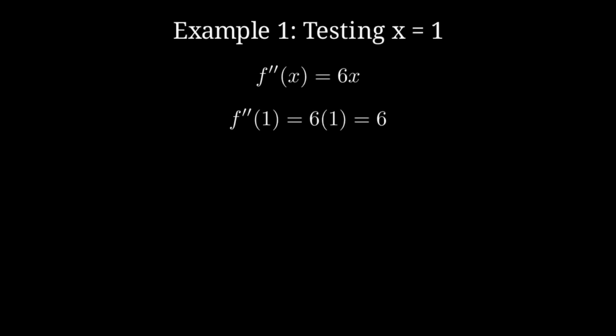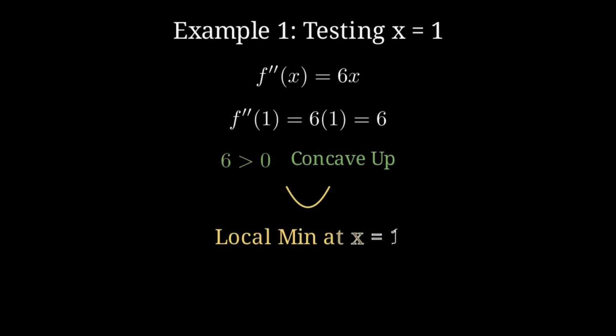Now let's use the second derivative test for x equals 1. The second derivative is 6x, plugging in 1 gives us positive 6. Since the result is positive, the function is concave up at this point, confirming a local minimum.